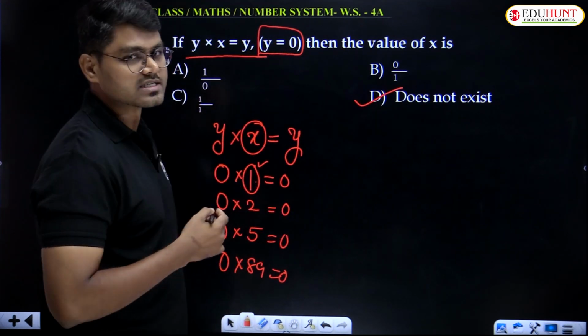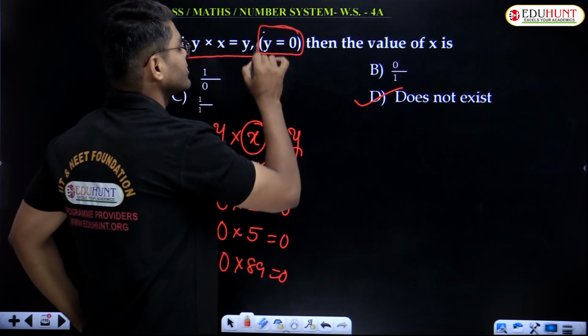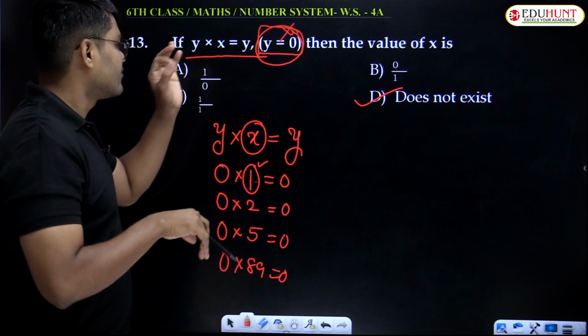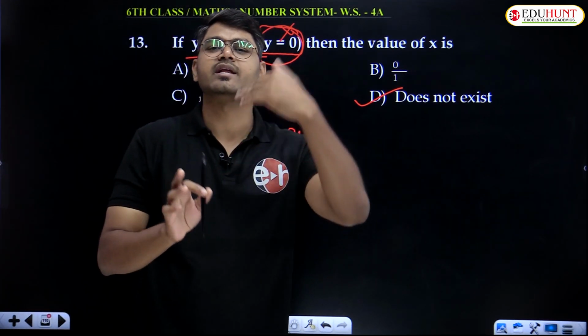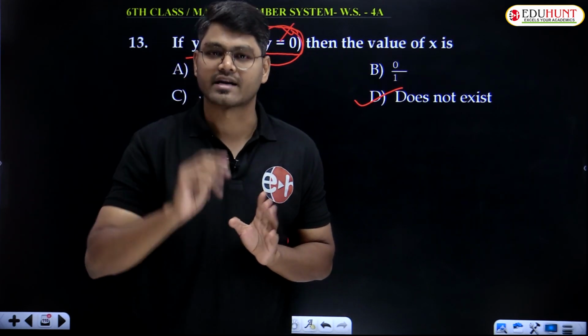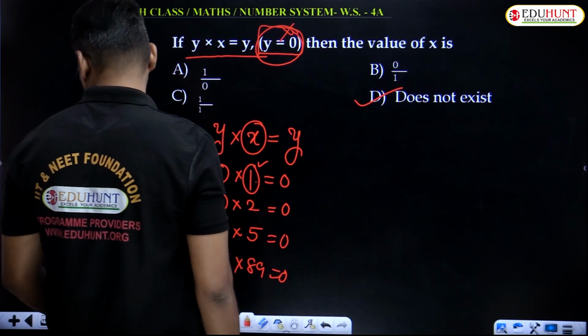Did you understand, students? If the condition y is equal to 0 is not given, directly we can put the value as 1, because 1 into original number is equal to original number. 1 into anything is equal to anything. 1 into 5 is equal to 5. 1 into 100 is equal to 100. Okay, students. Let's move on to the next one.